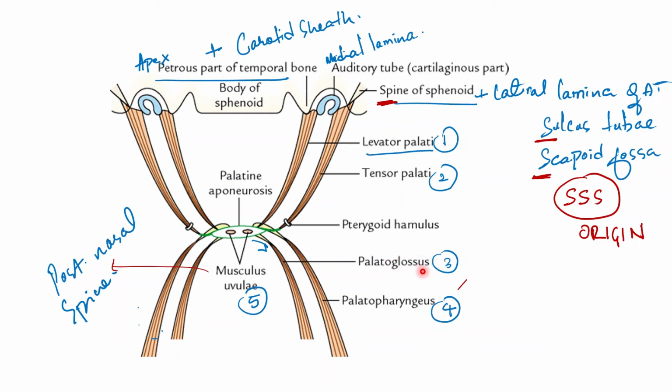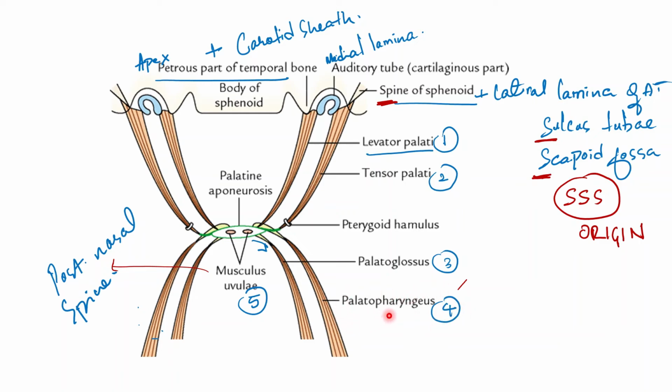As the name itself says, palatoglossus, the insertion of this muscle is over the side of the tongue at the junction of the anterior 2/3 and the posterior 1/3. So this is about the muscle palatoglossus. Next, the left top muscle, that is the palatopharyngeus, from the palate reaching the pharyngeal wall.